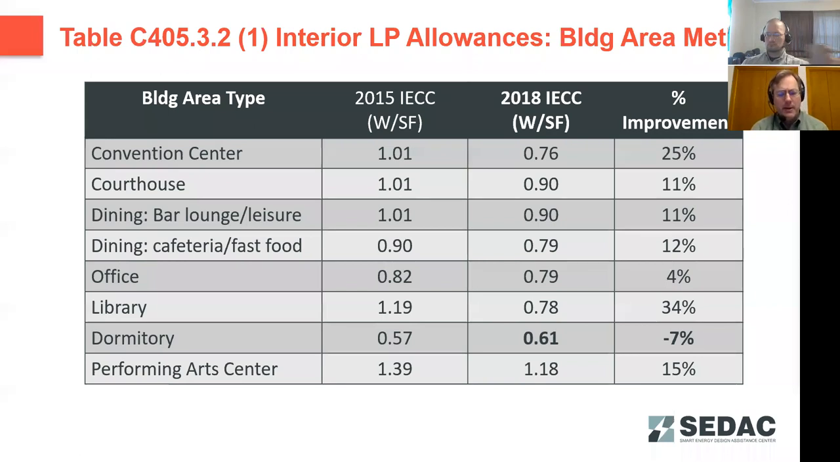And so the next one down being dormitories. This is one of the only areas that saw an increase in the lighting allowance from 2015 to 2018. And the last one, the Performing Arts Center, is the highest value on the table. And so now even the highest value is under 1.2 watts per square foot. So we're getting down there.